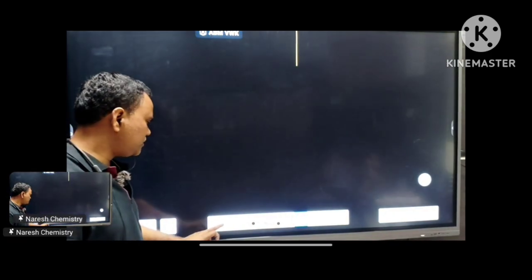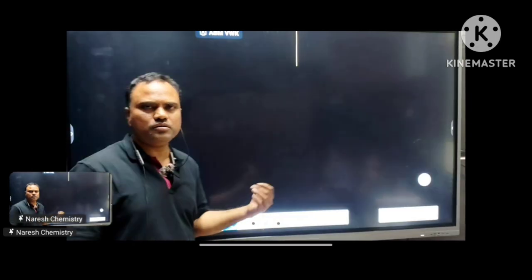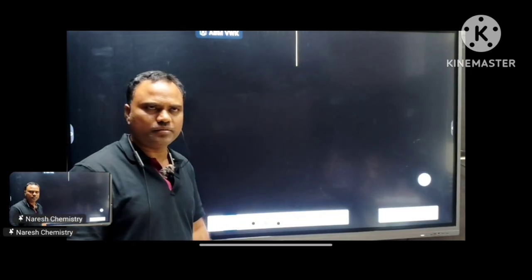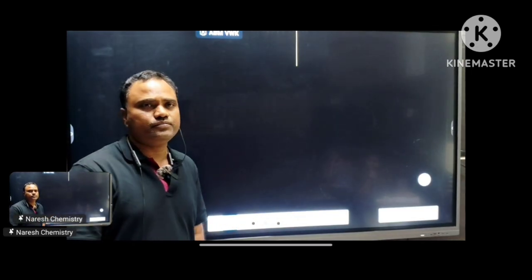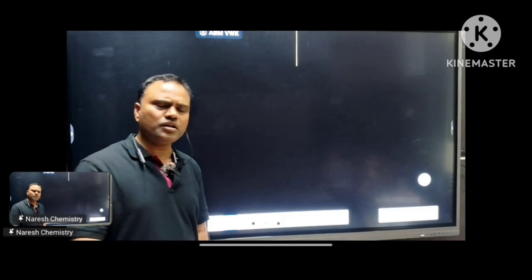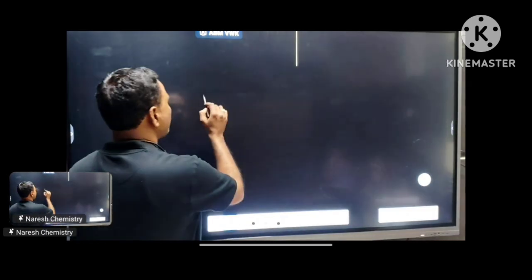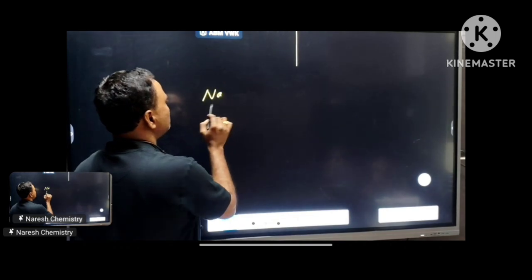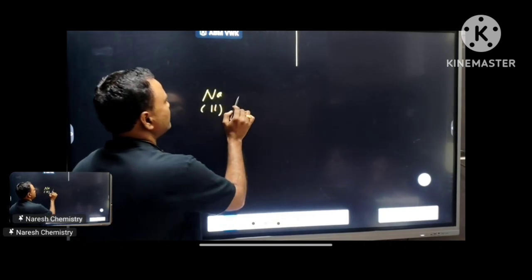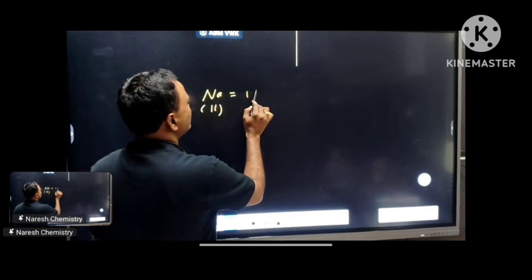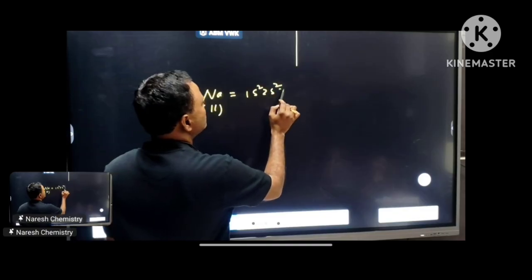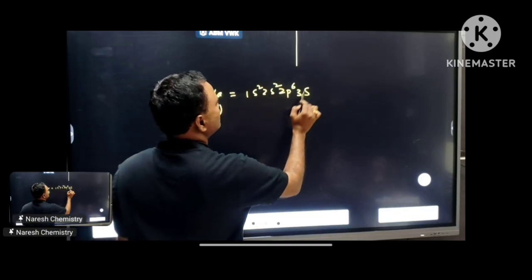All of you look at this example. Before taking an example of d block elements, let us take an alkali metal or alkaline earth metal. Better to take an alkali metal, sodium. What is the sodium atomic number? 11. Sodium electronic configuration is 1s2, 2s2, 2p6, and 3s1.